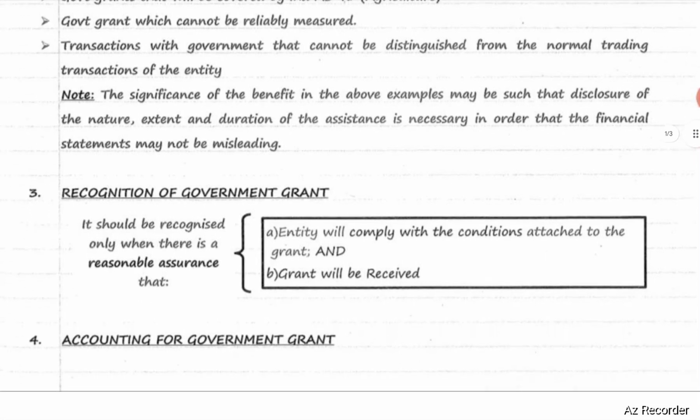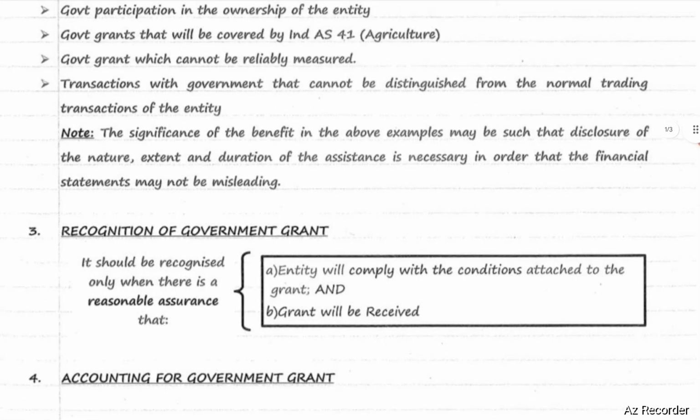Next, recognition of government grant. Government grant should be recognized only when there is a reasonable assurance that entity will comply with the conditions attached to the grant and grant will be received. How to account for government grant? Accounting for government grant.